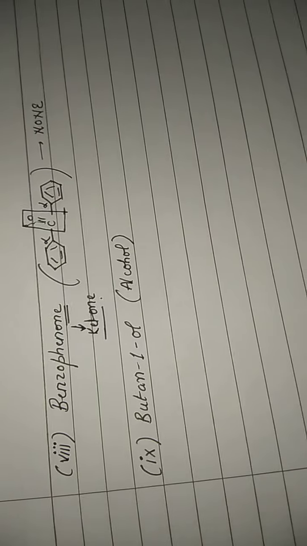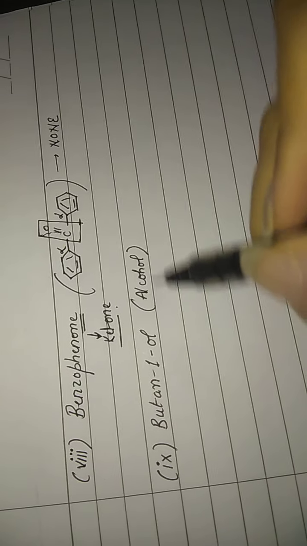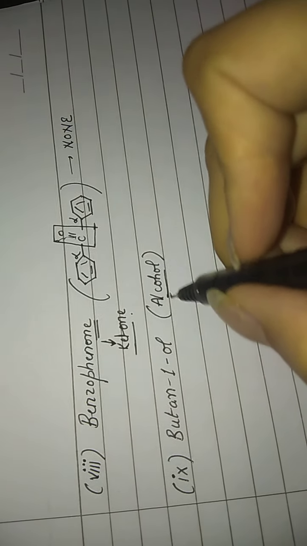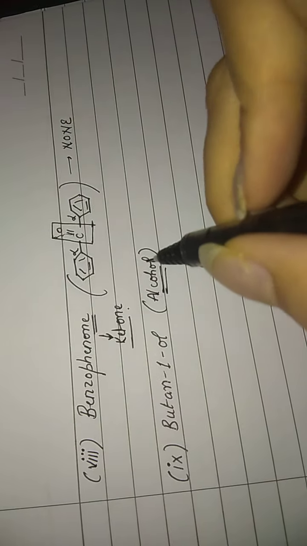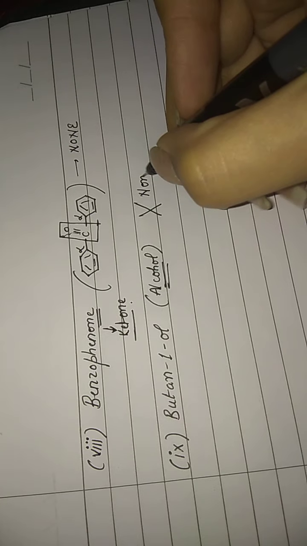Alcohol. Obviously, when we were talking about aldol condensation and Cannizzaro reaction, we did not talk about alcohol anywhere because these reactions are given only by aldehydes or ketones, right? So this will not undergo any, none.